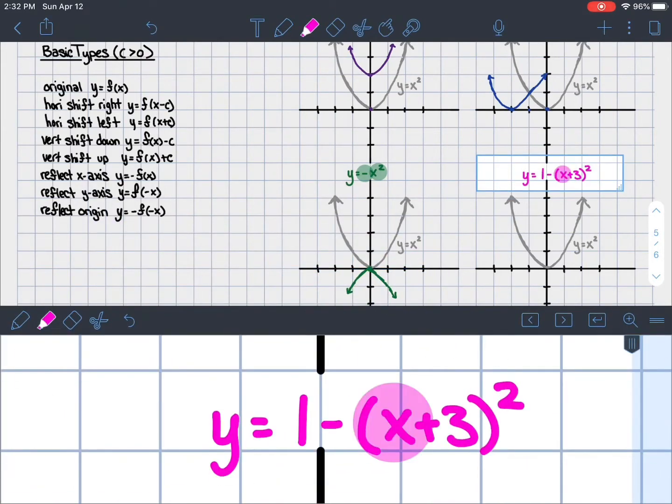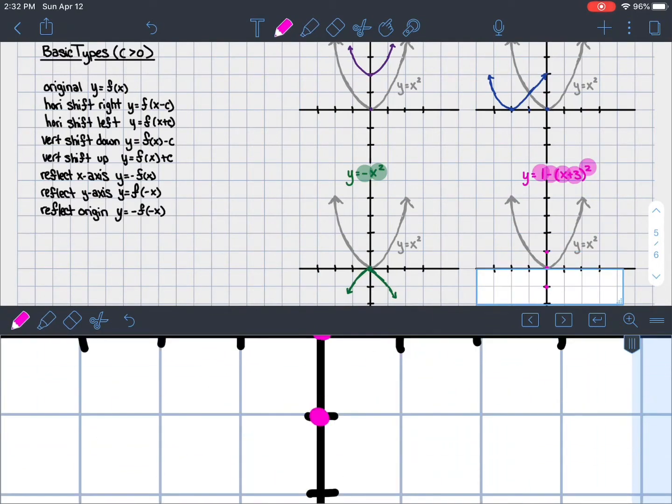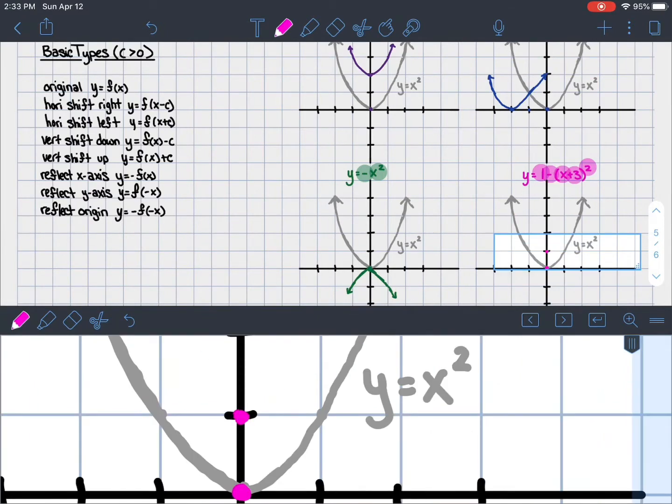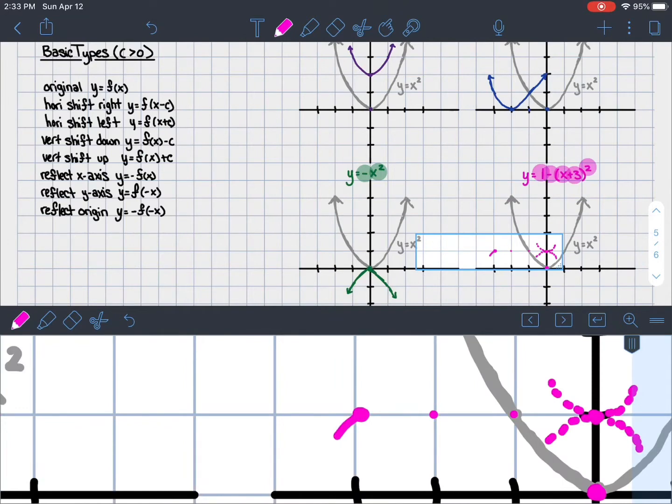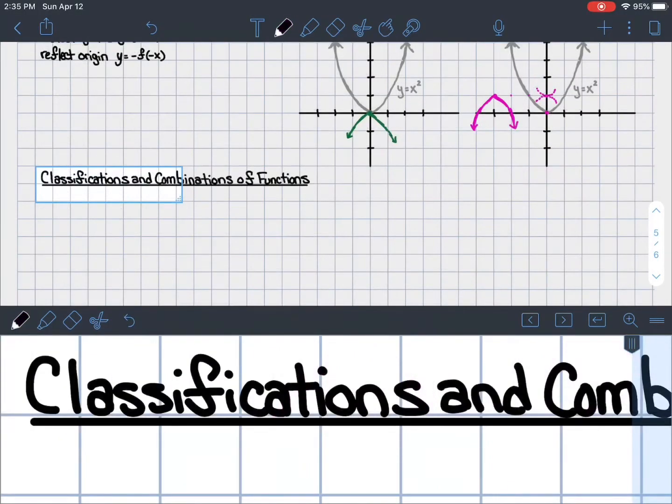And the last example is an example of many different transformations. From left to right, we have +1. We have a negative out front of the parent function, which is a flip over horizontal. And finally, we have a +3 inside of the function, which is a march to the left.